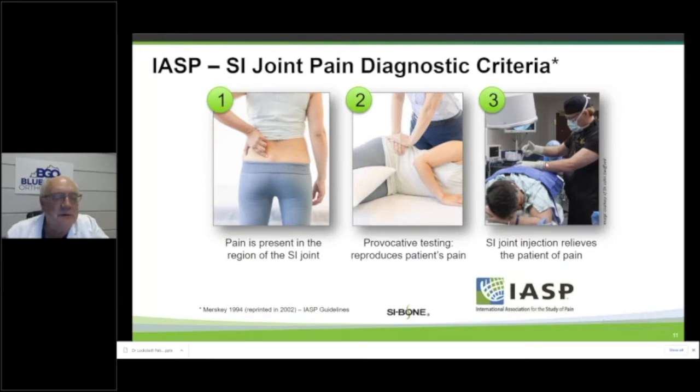So we're doing two things for that, okay? We're trying to diagnose where it's coming from, and we're also trying to put medication in to make it heal.